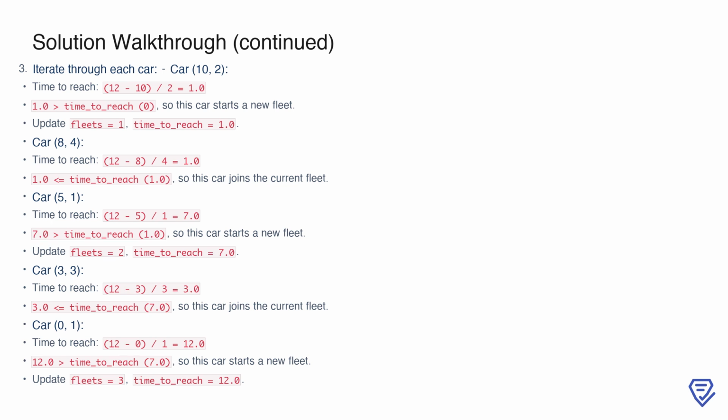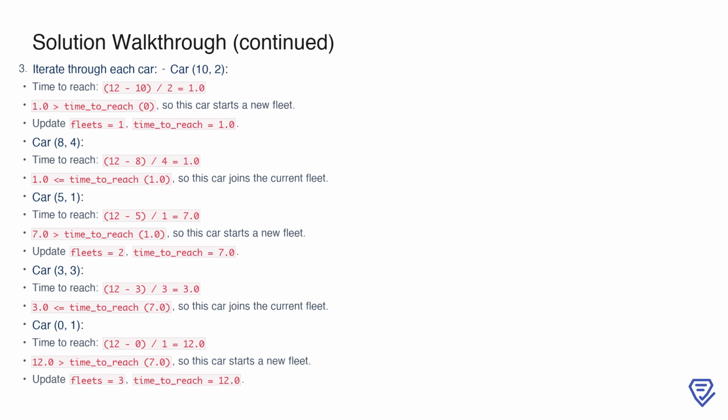Next is the car at position 8 with speed 4, which takes (12 - 8) / 4 = 1.0 hours. This time is equal to the current time_to_reach, so this car joins the existing fleet. Moving on, the car at position 5 with speed 1 requires (12 - 5) / 1 = 7.0 hours. Since this time is greater than the current time_to_reach of 1.0, it starts a new fleet. We update fleets to 2 and time_to_reach to 7.0.